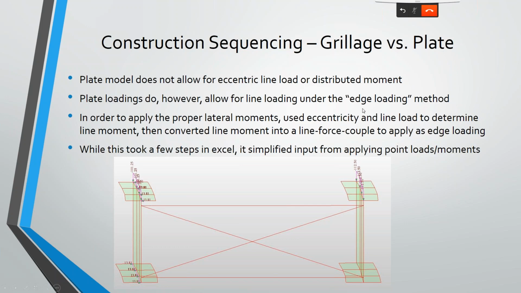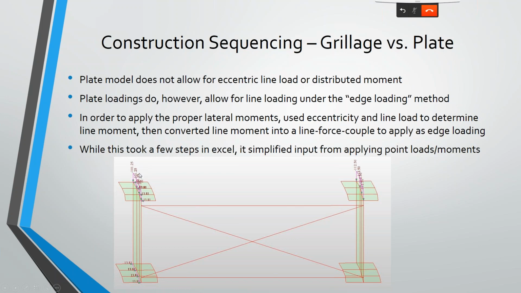However, in Midas, they have put in a provision for what's called edge loading on your plate. So we're able to do a line load on the edge. That's actually a big time saver and very useful here. The one thing, though, is that you can't get that eccentricity and you can't get the moment generated from it.